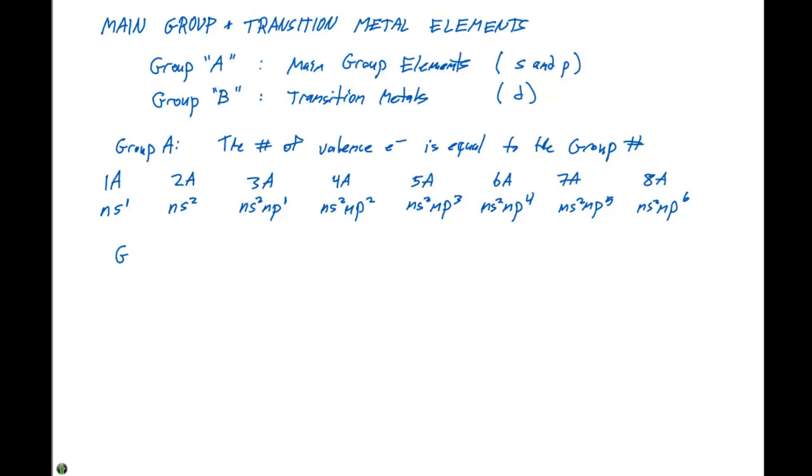If we look at Group B, which is the transition metals, we see a little bit of different properties, and these elements will behave a little bit differently than the main group. First of all, they're all metals. And when we have transition metals form ions, they become cations when combined with other elements.